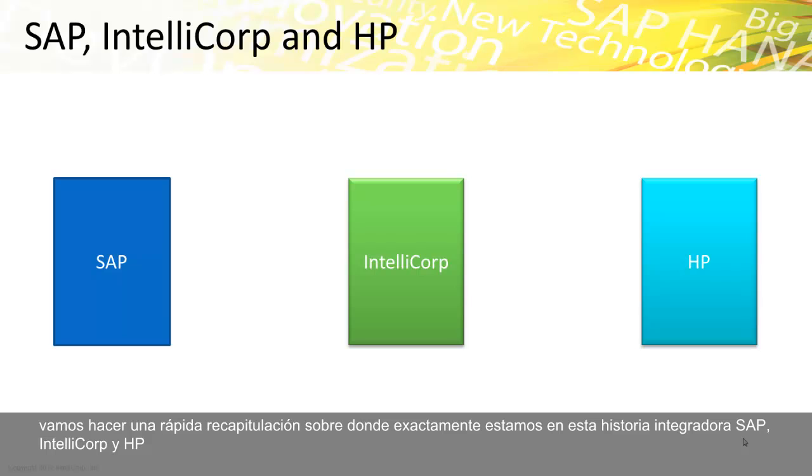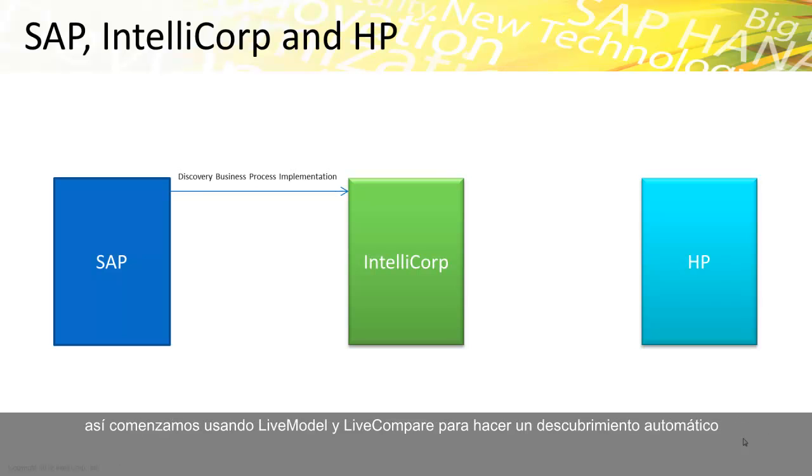I think it's worth doing a quick recap on where exactly we are in this integrated story of SAP, IntelliCorp and HP. So we started out by using Live Model and Live Compare to do an automatic discovery of our business process implementation based on our live SAP environment. We reduced that down to just the sales and distribution area, and we used Live Compare to understand what custom transactions we have in the sales area. We loaded those into the Live Model database, and we automatically generated a whole series of business process scenarios.